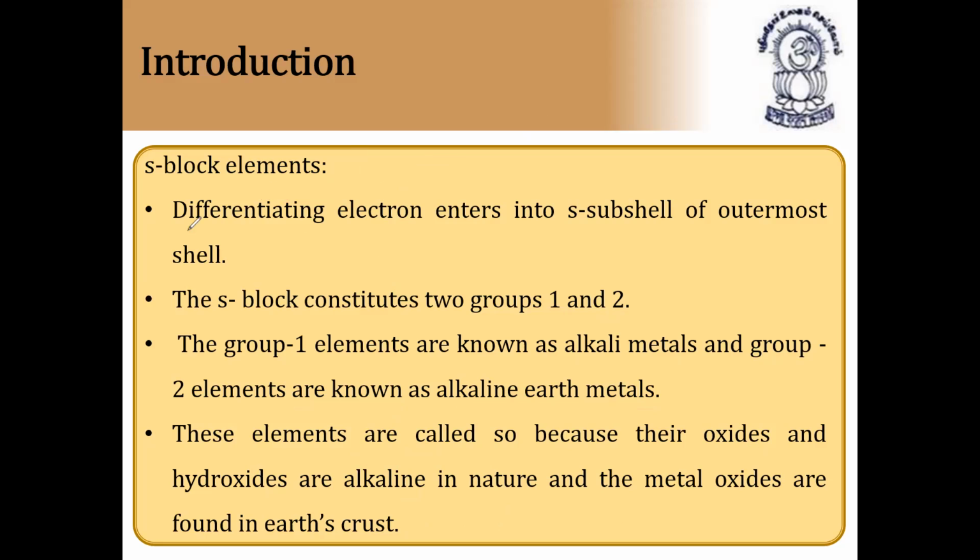So what are S block elements? If the differentiating electron or the valence electron enters into the S subshell of the outermost shell, those are called S block elements. The S block constitutes only two groups mainly, group 1 and group 2. Group 1 metals are called alkali metals and group 2 metals are called alkaline earth metals.